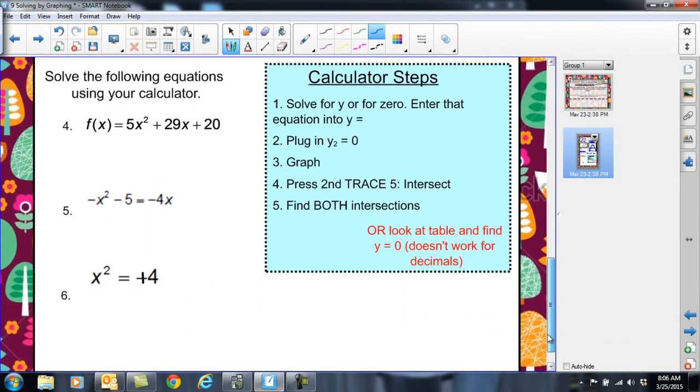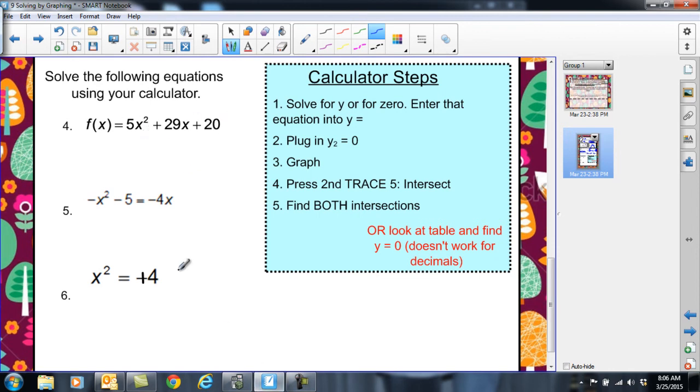And so now we're going to solve some equations using our calculator. We're not going to factor, we're not going to do the quadratic formula, we're just going to use our calculator. Step number 1 says to solve for y or for 0, and to get that equation into y equals. So you always want the y to be by itself. So you want everything on one side. So number 4 is good.